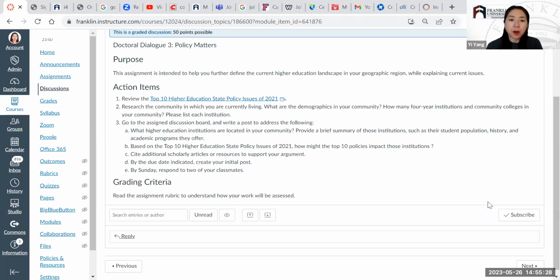And after you have listed those higher education institutions, comparing to the policies that you read, how might the top 10 policies impact those institutions? Okay. And you may need to cite additional scholarly articles or resources to support your argument: why those policies and how those policies impact those institutions.